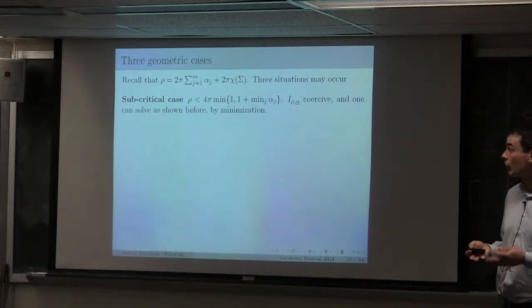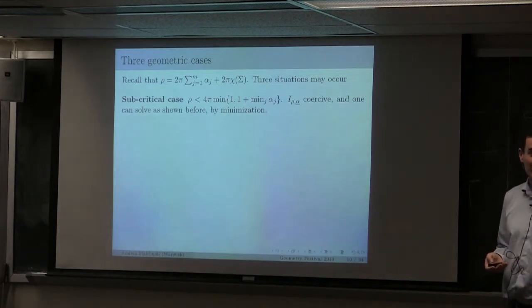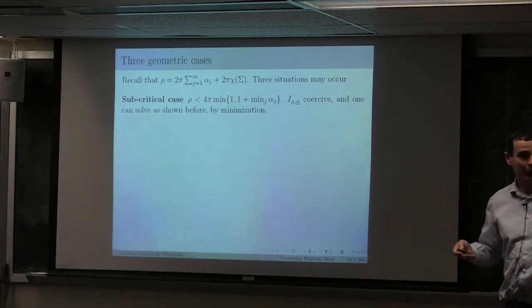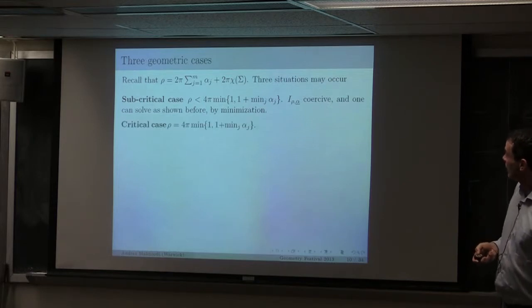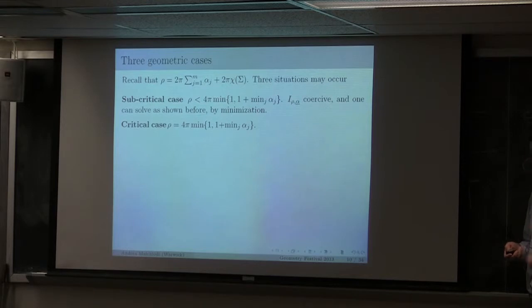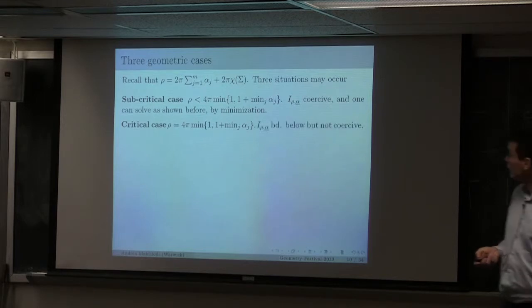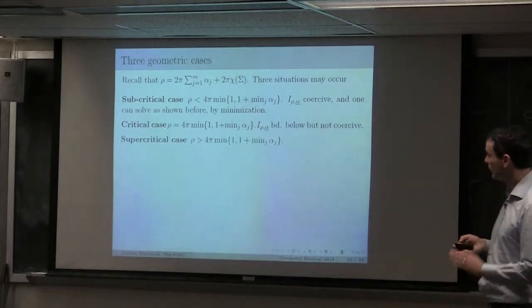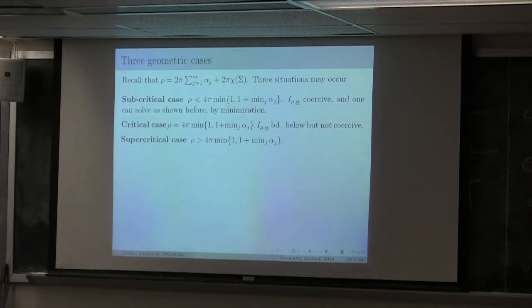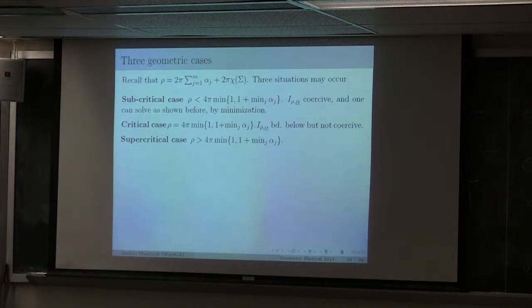So you have a nice coercive functional which you can minimize. Coercive means that it goes to infinity when you diverge in norm. Then there is a critical case when you have exactly equality. So the functional is bounded below but not coercive anymore, so this can be sort of tricky. And the supercritical case when rho exceeds that Chern-Troyanov constant. In this case the functional is unbounded below and there is no hope of minimizing.